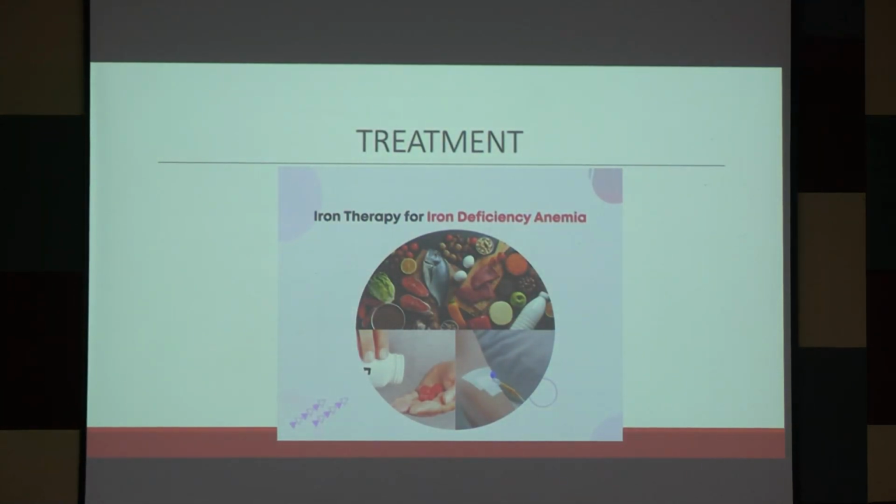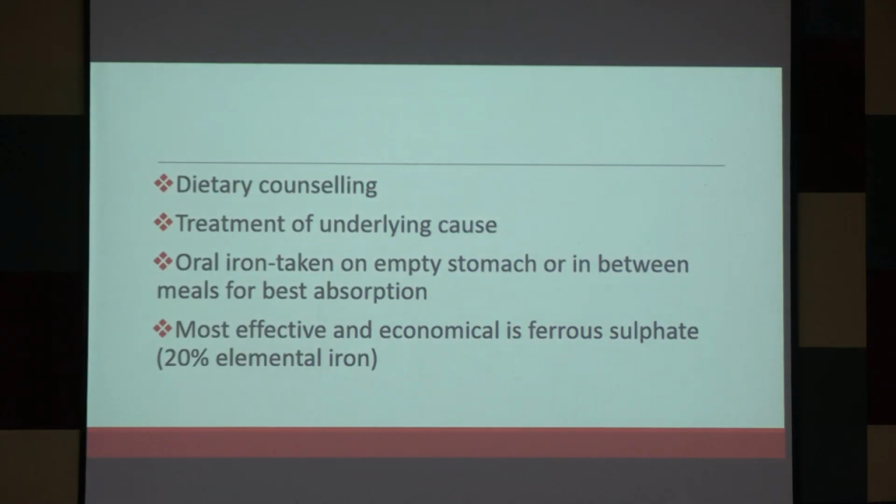Now we come to treatment. Treatment is very easy. Give food that contains more amount of iron: fish, eggs, fresh vegetables, and oral iron supplements. If oral iron supplement is not working, we go for parenteral iron infusion. So first it begins with dietary counseling, then treatment of the underlying cause, and we give oral iron.